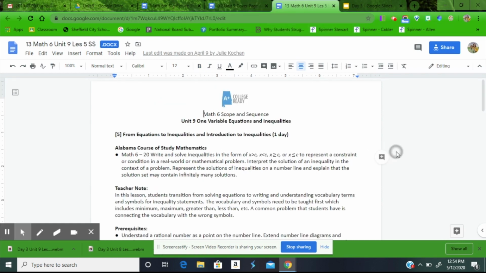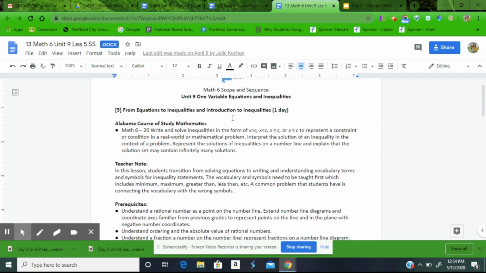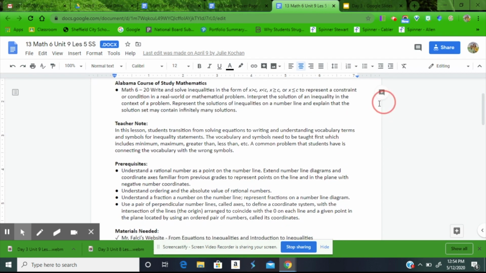Looking now at our scope and sequence, you notice that Lesson 5 lasts just one day. You've got your Alabama courses of study along with your teacher note. It says, in this lesson, students transition from solving equations to writing and understanding vocabulary terms and symbols for inequality statements. The vocabulary and symbols need to be taught first, which includes minimum, maximum, greater than, less than, etc. A common problem that students have is connecting the vocabulary with the wrong symbols.